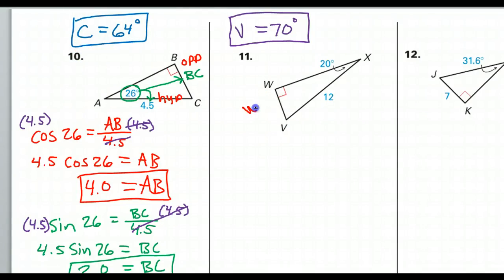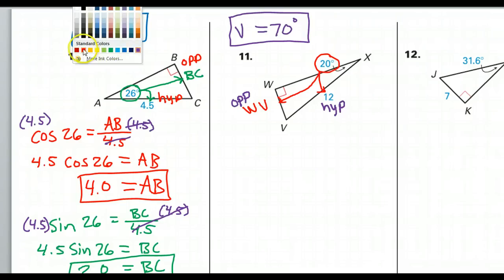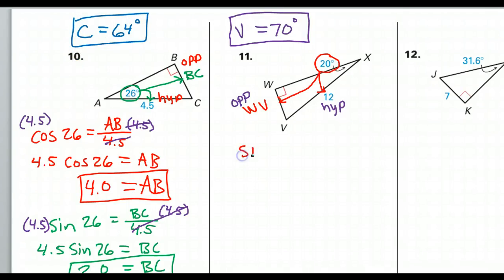Okay, so here's WV right here. From the perspective of the 20, all right, WV is the opposite leg, while 12 is the hypotenuse. So what we're dealing with is opposite and hypotenuse. That is the sine function. So we will be thinking sine of 20 is equal to opposite, or WV, over the hypotenuse, 12.